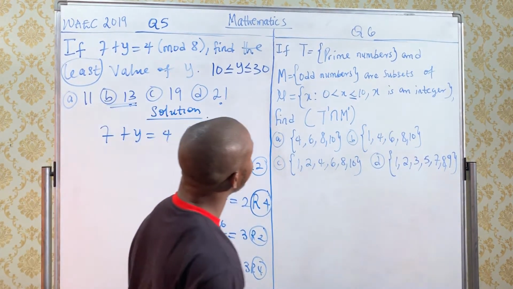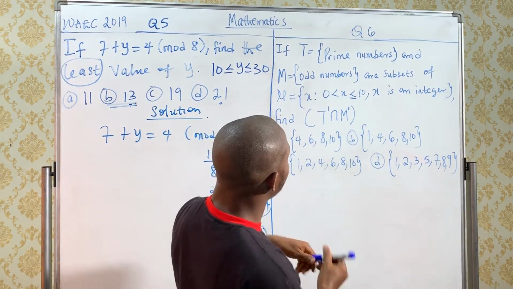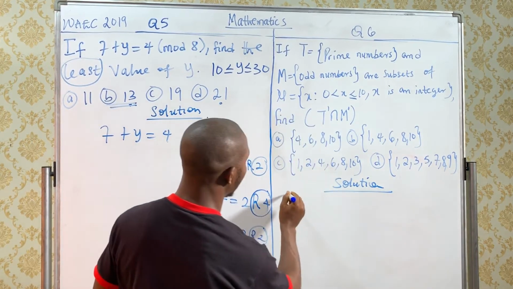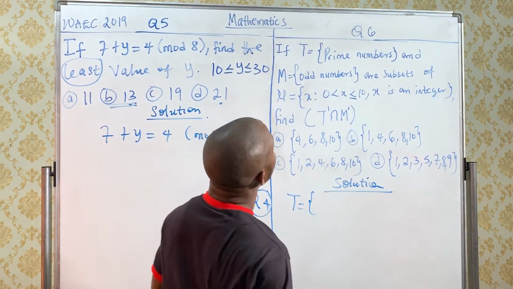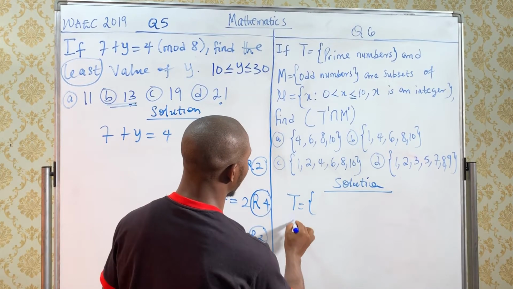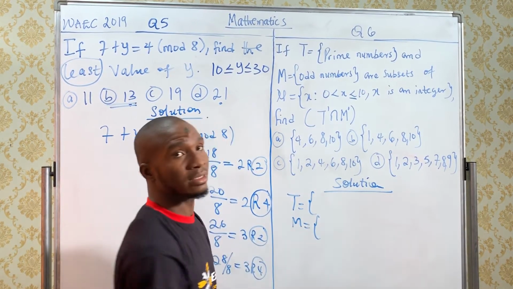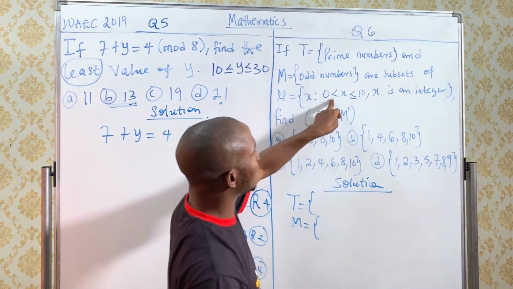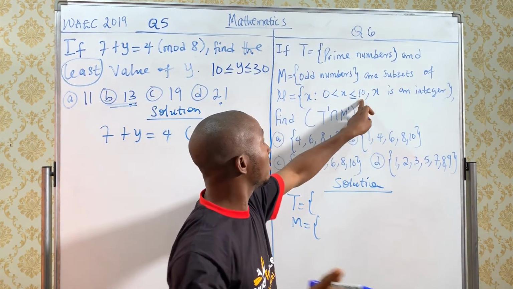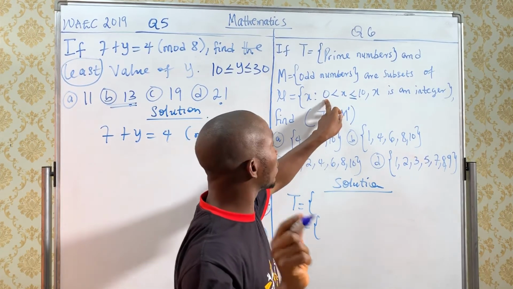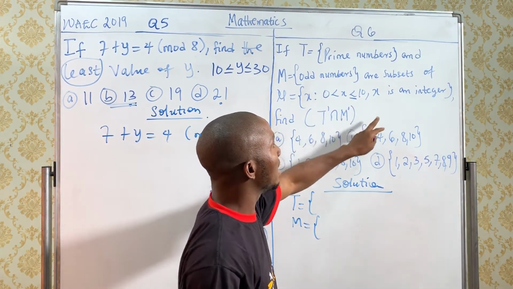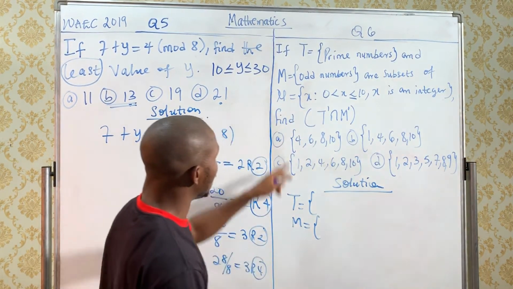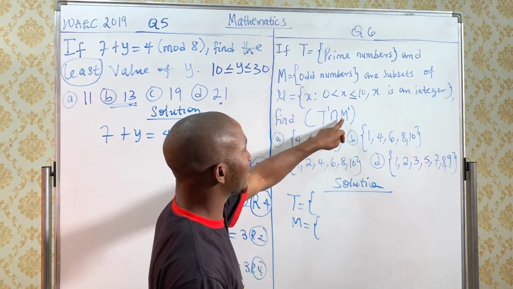Now question 6. We are given that t is a prime number, m is an odd number, and we are given the universal set to be 0 to 10. Let's be careful here. 0 is not inclusive, meanwhile 10 is inclusive, and x is an integer. Integer means a whole number. Now we are asked to find t prime intersection m prime.